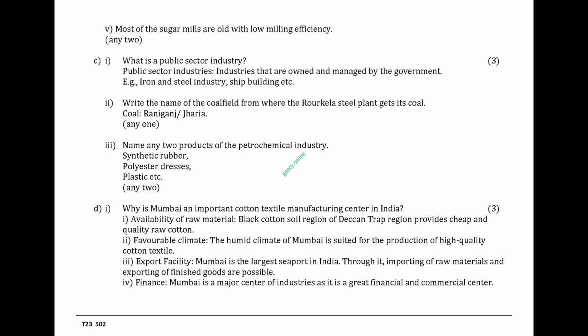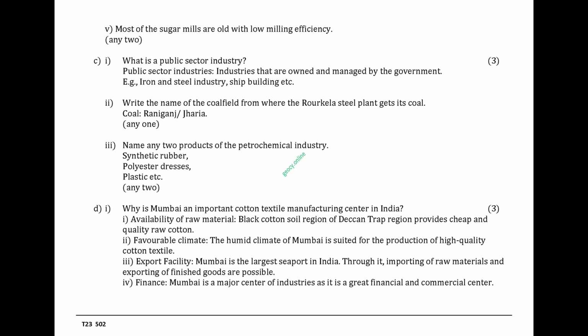HAL is a public sector industry. Public sector industries are industries that are owned and managed by the government. Example: iron and steel industry, shipbuilding, etc. Write the name of the coal field from where the Rourkela steel plant gets its coal. Coal, Raniganj/Jharia. Any one. Name any two products of the petrochemical industry.